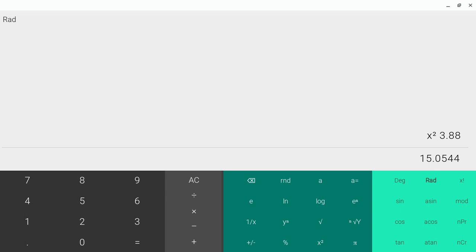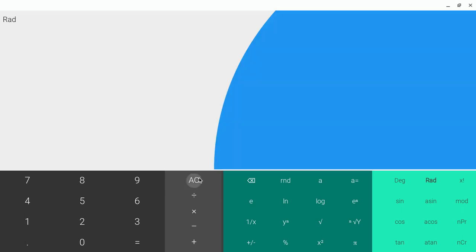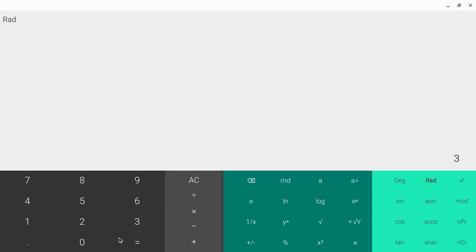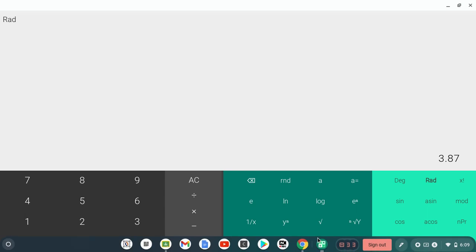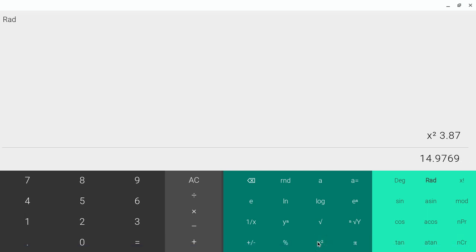Okay, so we're at 15 and 5/100. I'm going to go back to 3 and 87/100, guys. Okay, 3 and 87/100. So we're going to go back down because we're already over 15. 3 and 87/100 squared is going to be 14 and 98/100.